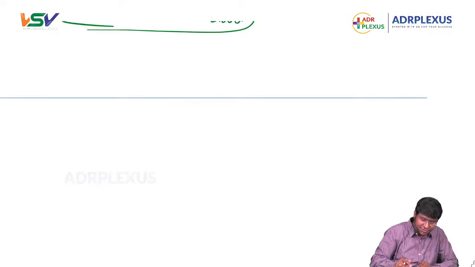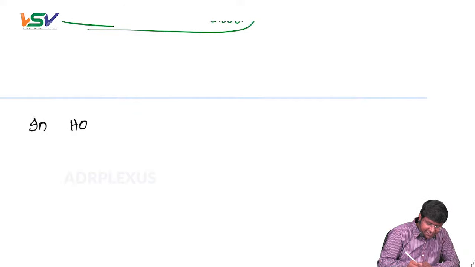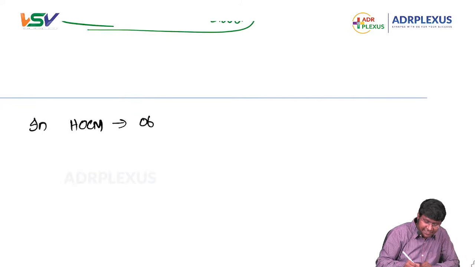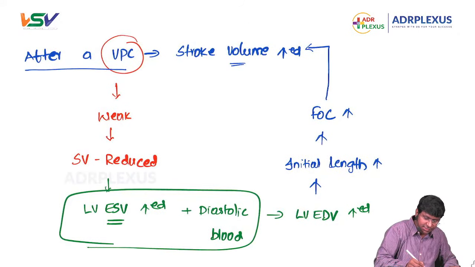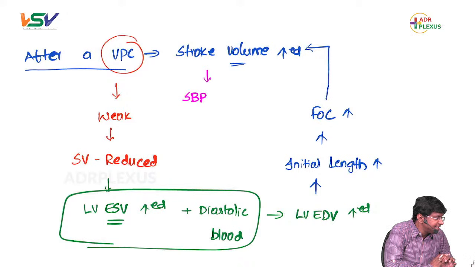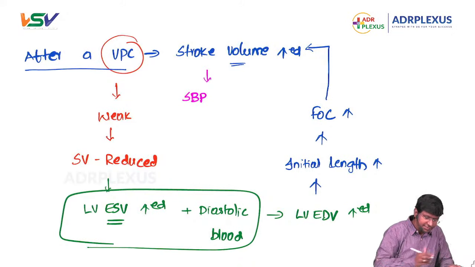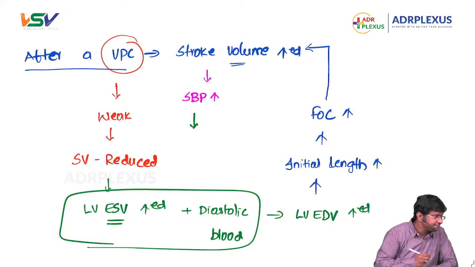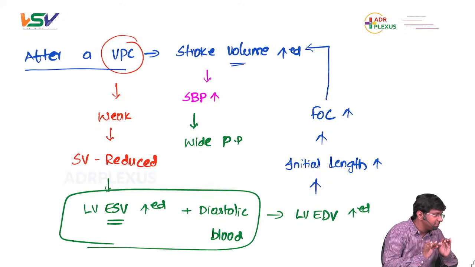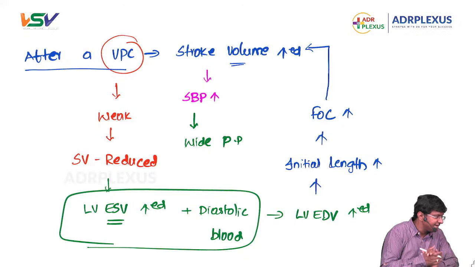In patients with HOCM, if the patient has a VPC, okay, just before going to the HOCM, one more point I want to discuss. Now when stroke volume is increased, what will happen to systolic blood pressure? Systolic blood pressure is increased. Now when systolic blood pressure is increased, what will happen to pulse pressure? Right, that is increased. So there will be wide pulse pressure. That is what will happen in a patient with VPC who is not having a HOCM.